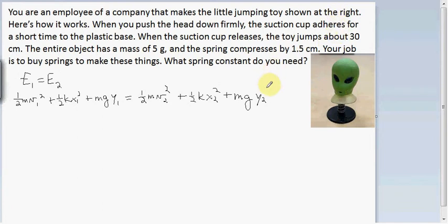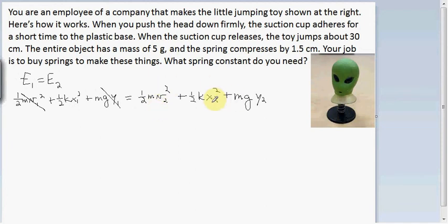Okay? Now, we can actually get rid of some of this stuff because down here at the bottom, at the instant that the suction cup is released, it's not moving yet. Okay? And so I'm going to say v1 is equal to 0. Also, with gravitational potential energy, remember that you can basically set the height, y here, equal to 0 at any height you want. And so I'm going to say it's 0 at the bottom and it's 30 centimeters at the top. So we'll get rid of that.